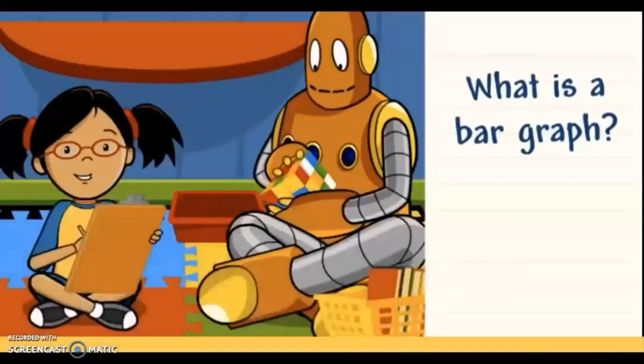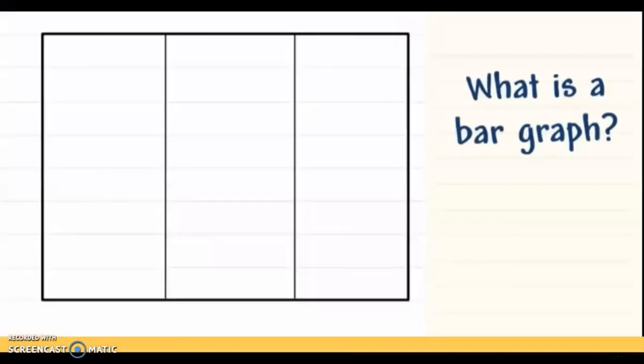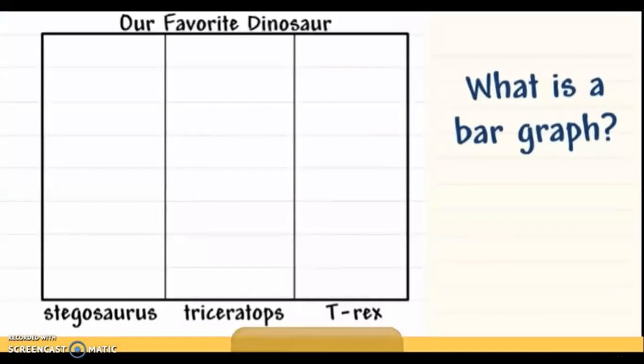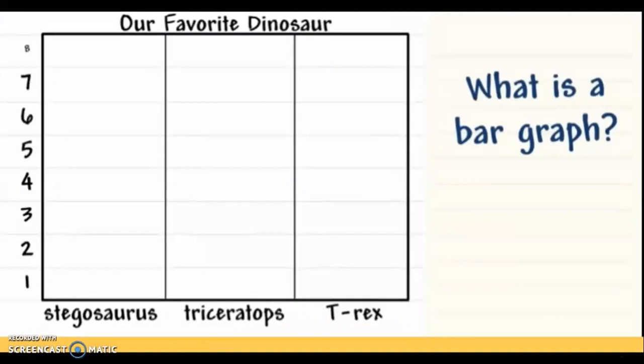A bar graph is a way to organize and show data. You can write the categories on the bottom. The 3 dinosaurs are the categories. Then you can write the numbers on the side. The numbers in our bar graph show how many people voted for each dinosaur.